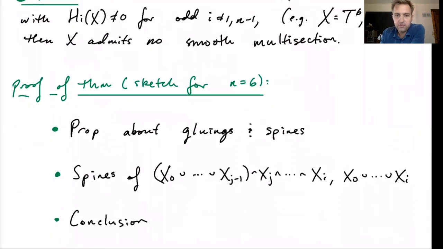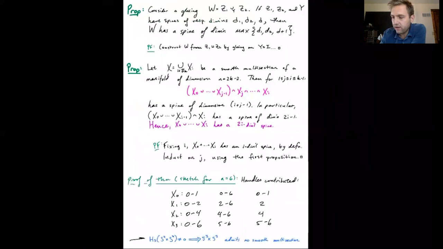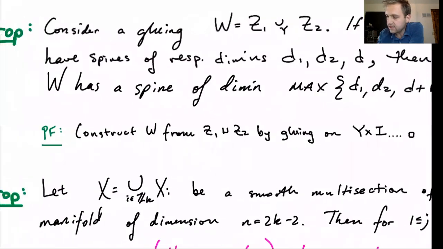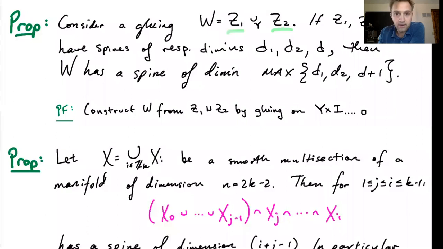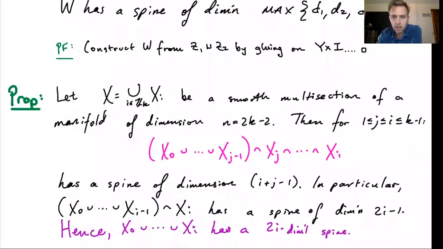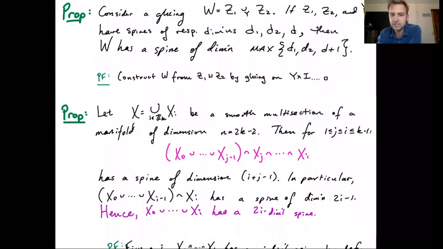Okay, so how are we going to prove this? A couple of technical results and then put it together. The first technical result says if you glue 2 manifolds together along some gluing region, and you know the dimensions of the spines of these things, then the dimension of the spine of the glued together thing is no worse than the 2 pieces you glued together or the gluing region plus 1. And then using that together with the definition of multisection, you can prove, among other things, that the union of the first i plus 1 pieces has a spine of dimension 2i.